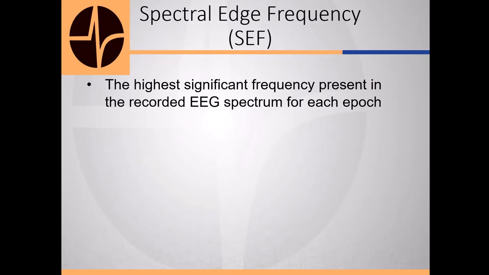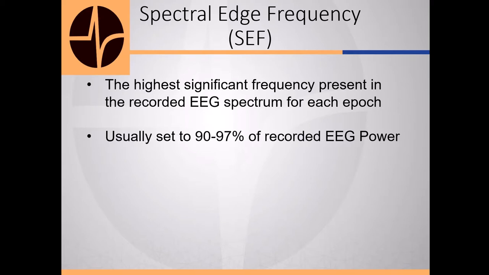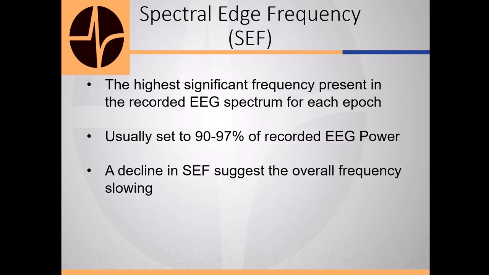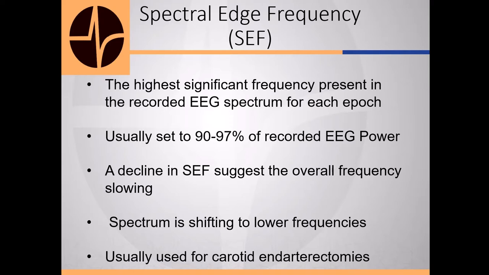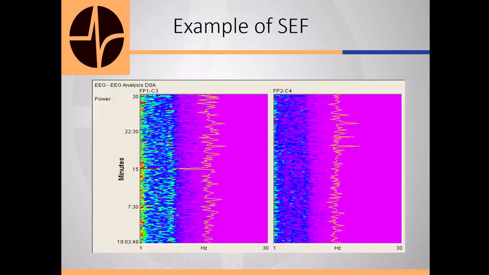So spectral edge frequency actually is the highest significant frequency present. So if most of their EEG is at 6 hertz, that's what's going to show. So it's usually set to 90 to 97% of the recorded EEG power. And a decline in SEF suggests an overall frequency slowing, so that the spectrum is shifting to lower frequencies. And we use it a lot in carotid endarterectomies.